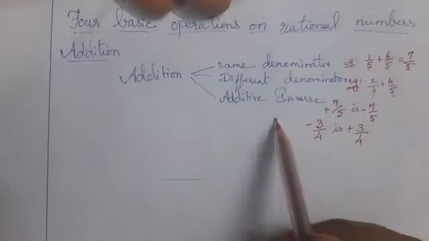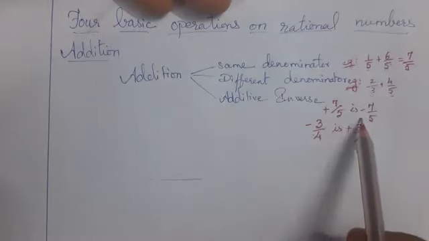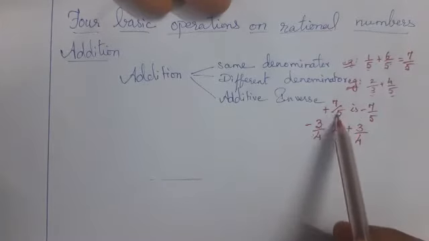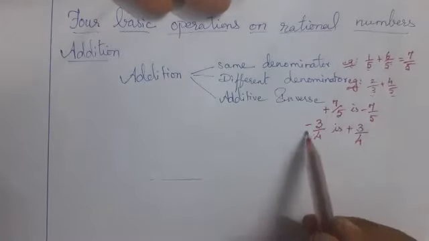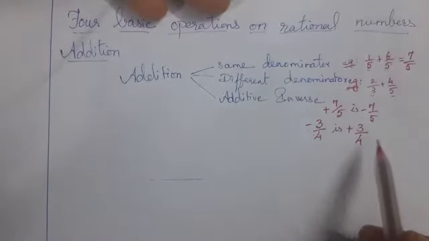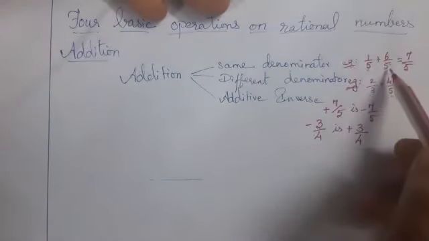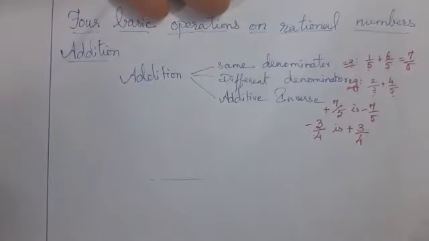Once again, additive inverse means just change the sign. Plus 7 by 5 is changed into minus 7 by 5. Minus 3 by 4 is changed into 3 by 4. If the denominator is same, immediately you can add the numbers.